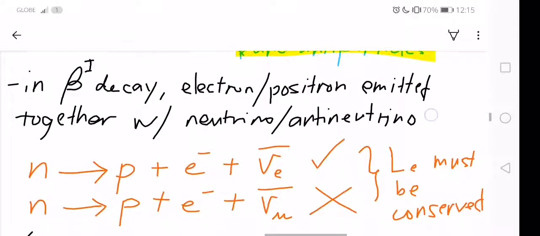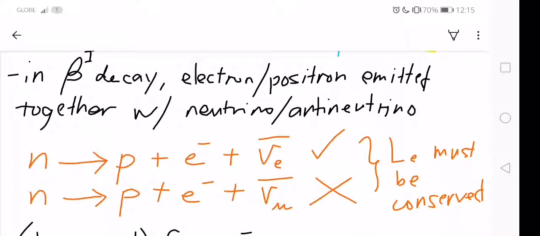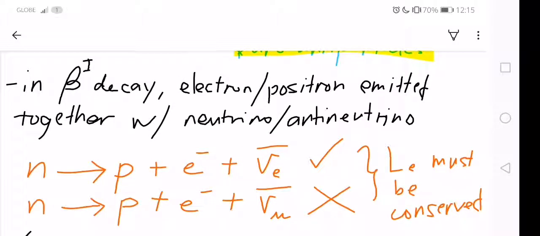So let's first consider a beta minus decay. In a beta minus or plus decay, an electron or positron is emitted together with an electron antineutrino or an electron neutrino. So let's see first this example.